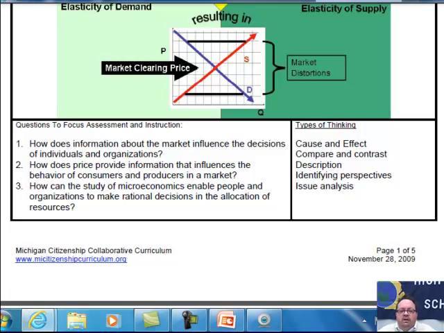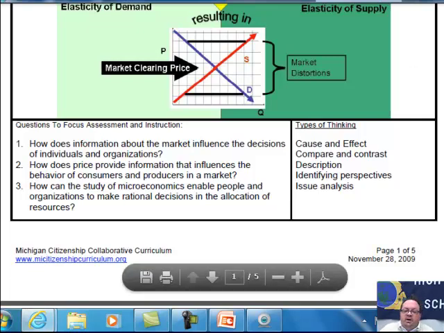Number three, how can the study of microeconomics enable people and organizations to make rational decisions in the allocation of resources? So last unit you learned about rational decisions. So how does the information in microeconomics make us decide how we're going to give out resources or distribute them to people, allocate them? So when we look at this, how are we going to actually dole out resources in our society, both as homes, businesses, and governments?